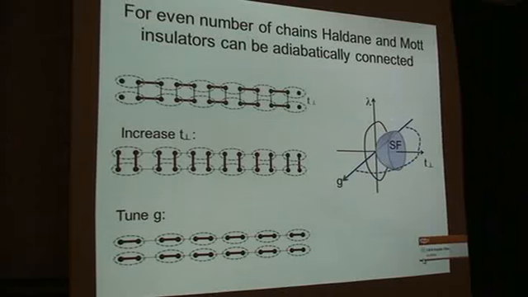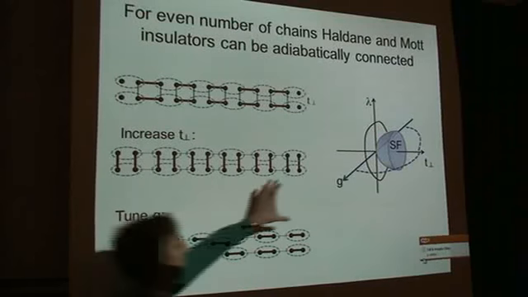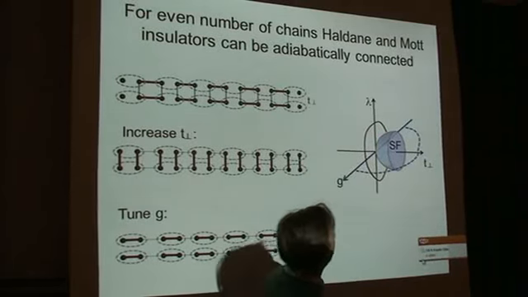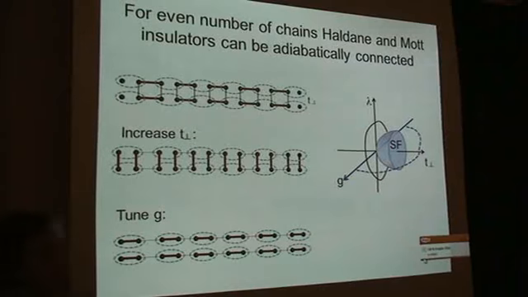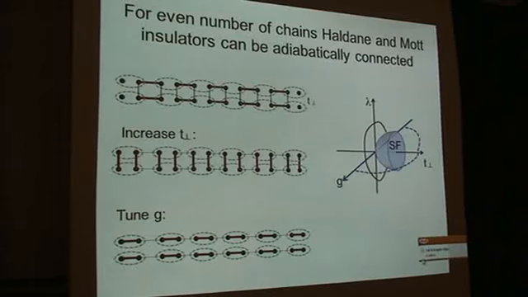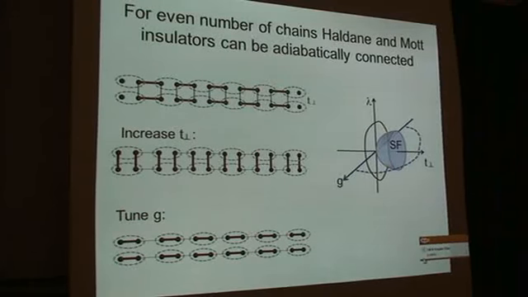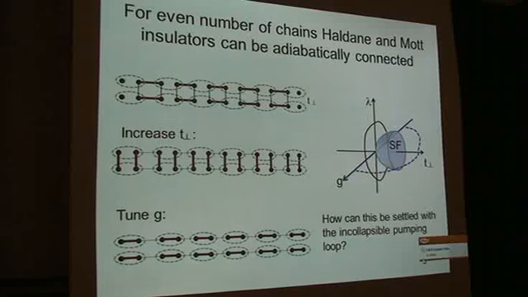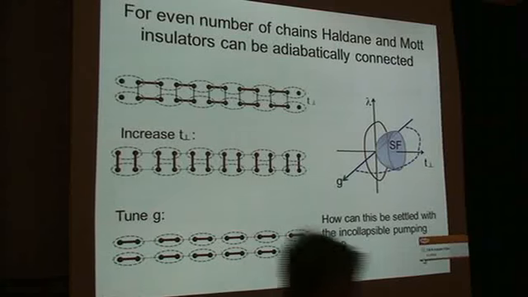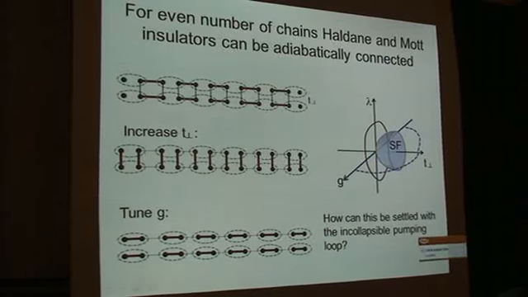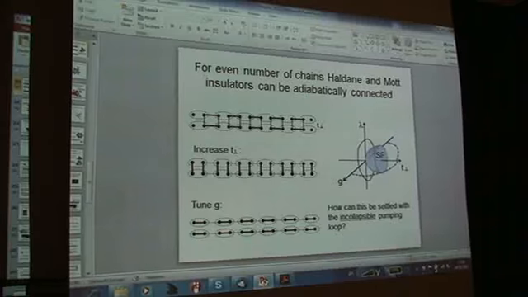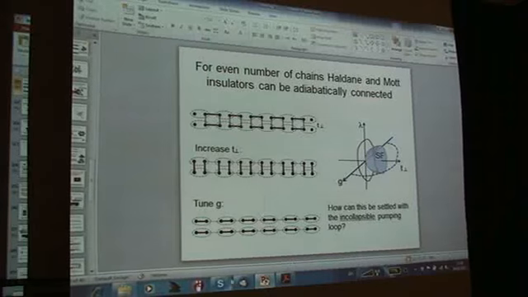So now look at this pumping loop that I described before at t-perp equals 0. Now I can take it out of the plane to finite t-perp, and I'm asking what will happen to it, whether I can collapse it. So how can I settle this?